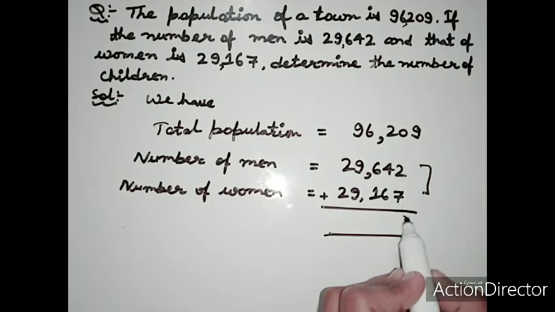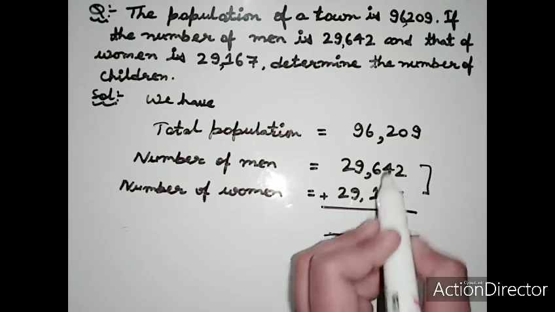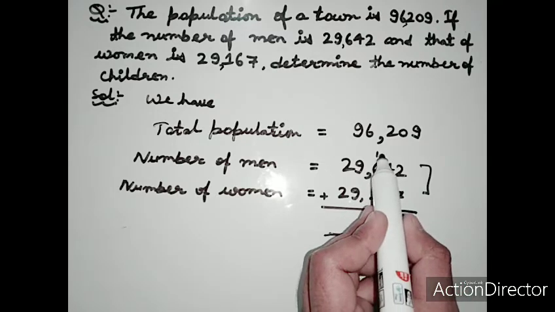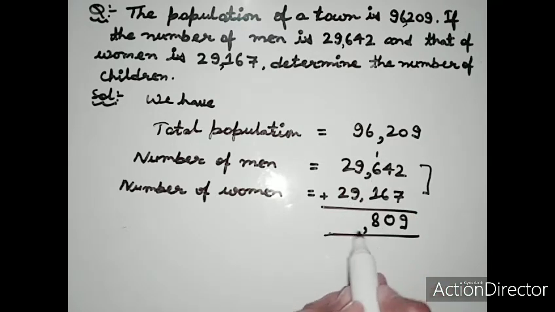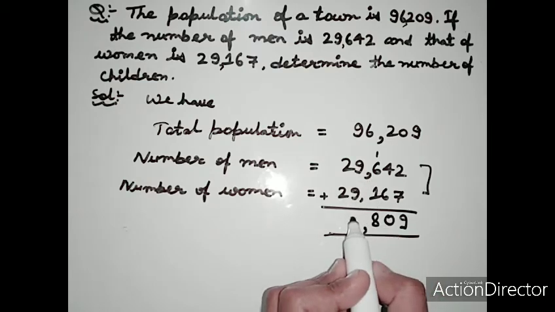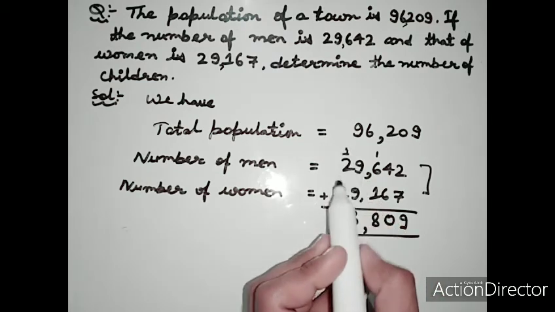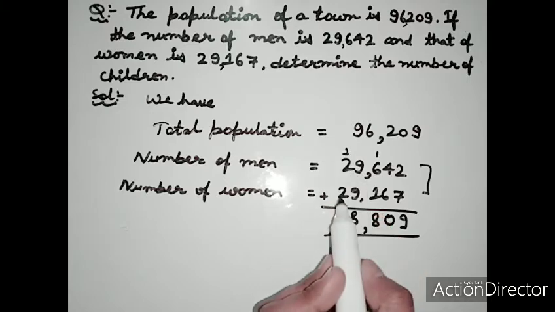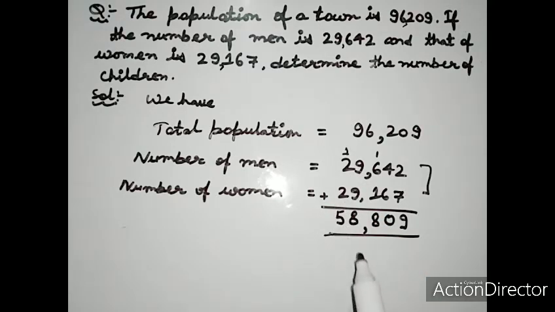7 plus 2 is 9, 6 plus 4 is 10, 0 and 1 carry here, 6 plus 1 is 7 and 1 is 8 here. Now 9 plus 9 is 18, 1 carry here. Now 2 plus 1 is 3 and 3 plus 2 is 5. So here we get 58,809, the total population of men and women.